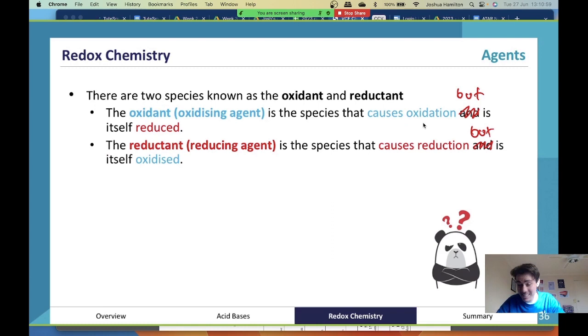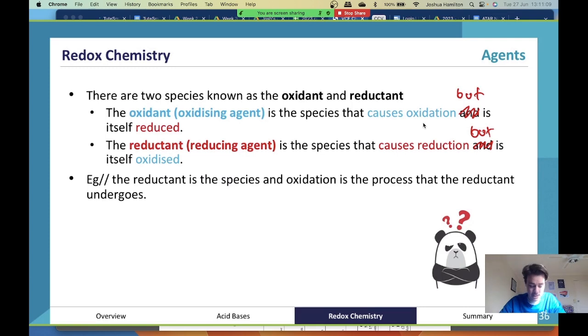The reductant is the species that causes reduction, but is itself oxidized. That's really, really important. So the reductant is the species, and oxidation is the process that the reductant undergoes. So remember this like this.